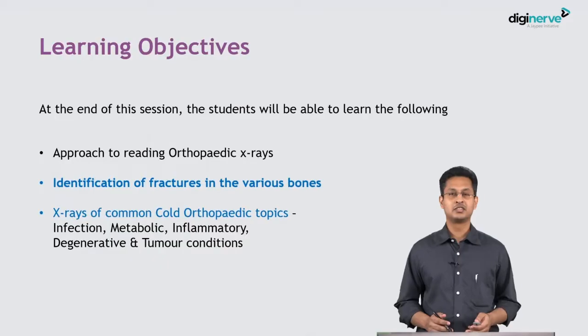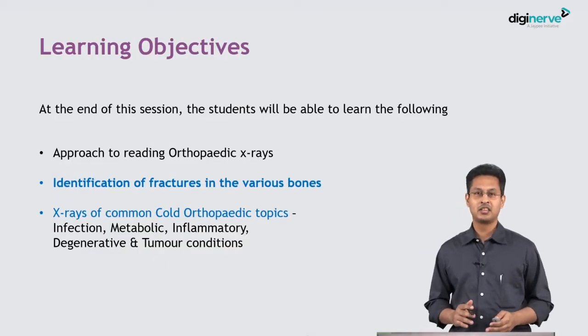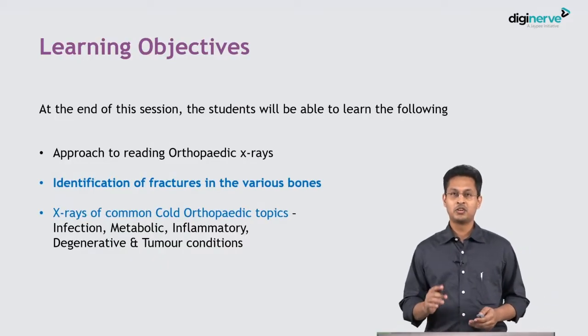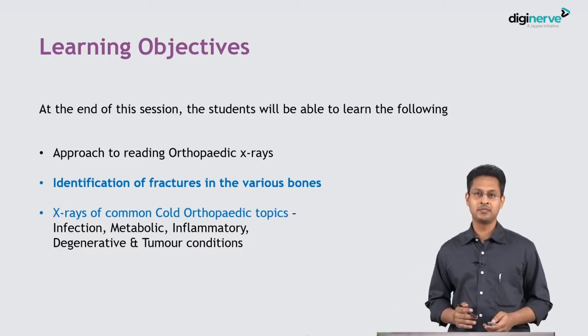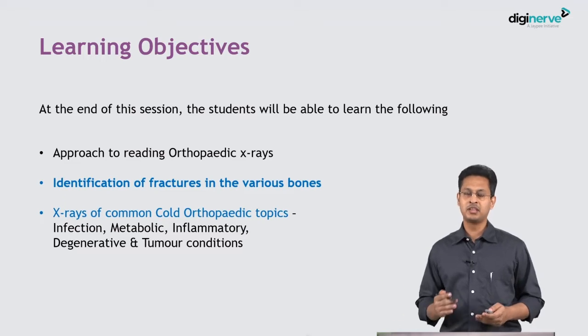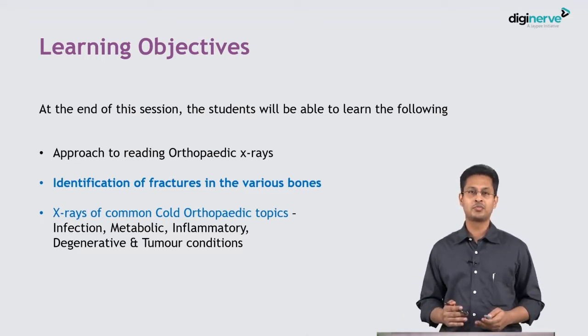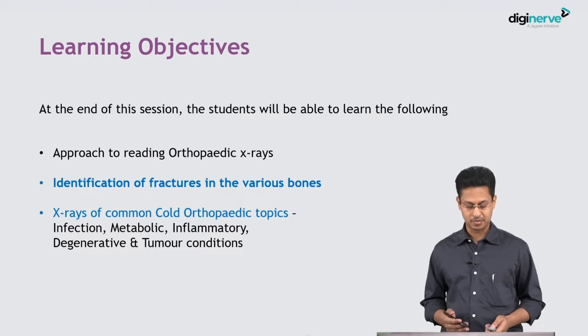In this session, the main learning objectives will be to read an orthopedic X-ray, especially during your Viva examination, and the second part will be the approach and reading of orthopedic specimens in the same Viva examination.